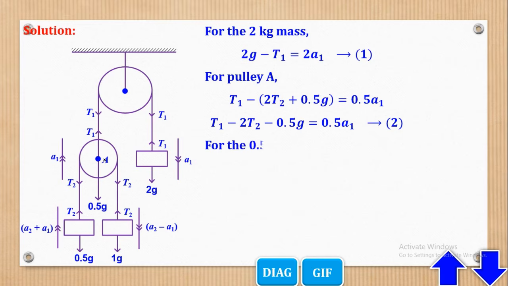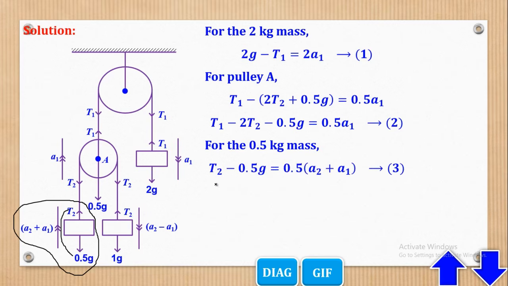Then I'll go to the 0.5 kilogram mass. So here we shall use this. It's moving upwards, so the resultant force will be T2 minus 0.5g. So I'll come and write that and call it equation 3.